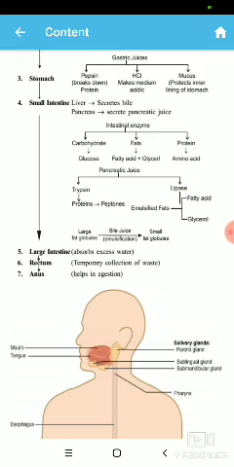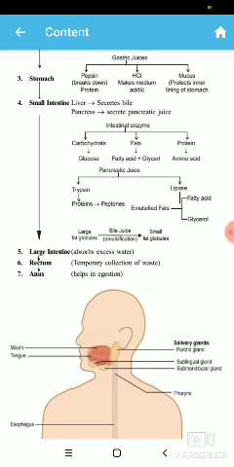Then the pancreatic juices: trypsin converts proteins into peptones, and lipase is another pancreatic juice which converts emulsified fats into fatty acids and glycerol. Then the bile juice from the liver converts large fat globules into small fat globules.